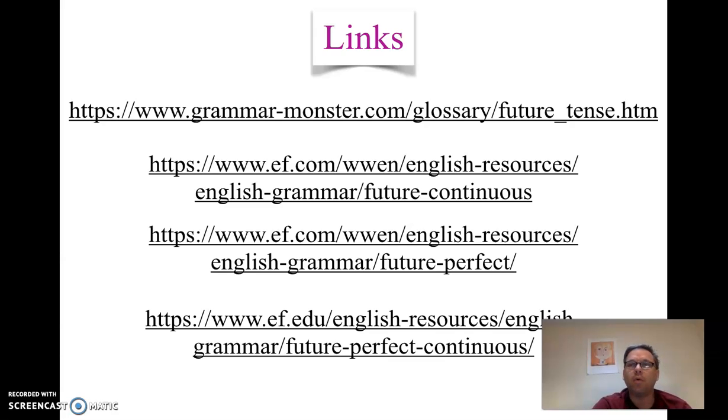Practice this. Think about what you're going to do tomorrow morning. Think about what you will do this weekend. Think about what you will do next year. And think about how you can express those events.